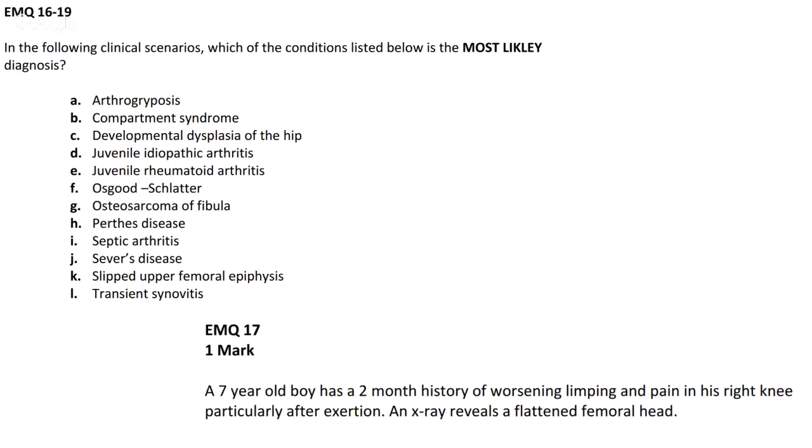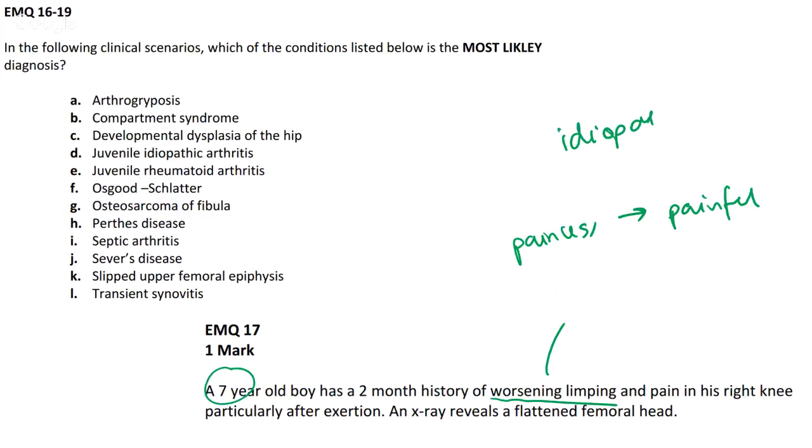Okay, so very quickly to go through this. A 7-year-old boy with a worsening limp. That's important because Perthes disease is an indolent progression. It goes from painless to painful, because this is idiopathic AVN of the femoral head, which is why it goes from painless to painful, and why it's a worsening limp over 2 months. A flattened femoral head, because it's dead, so the answer here is Perthes disease.